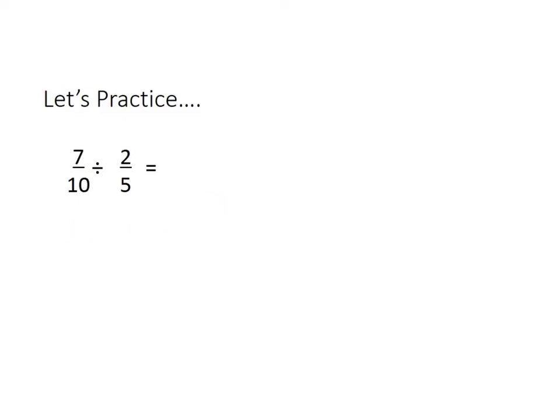Our next practice is 7/10 divided by 5/2. First step, keep the first fraction the same. Change the division to a multiplication and write the reciprocal of the second fraction. Look for any common factors that you can divide out of a numerator and denominator. In this case, we have 10 and 5. They both share a common factor of 5. 10 divided by 5 is 2. 5 divided by 5 is 1. Now there are no other numerators and denominators that have a common factor. So we're going to go ahead and multiply. 7 times 1 is 7, and 2 times 2 is 4.